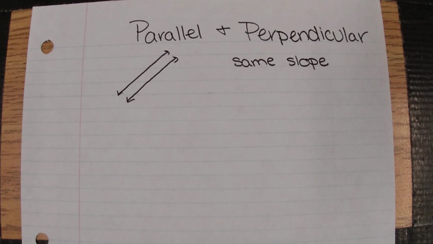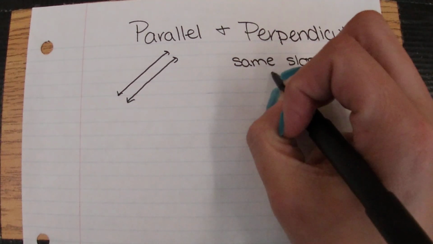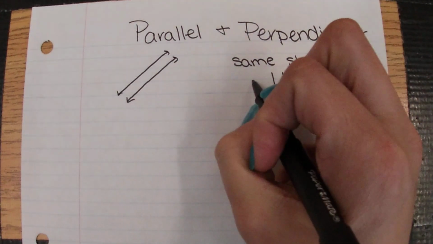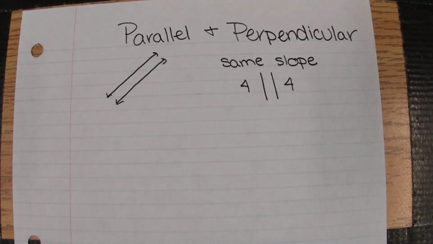Okay, so if I have a line that has a slope of 4, a line that is parallel to it will also have a slope of 4. And this sort of big old long 11 is how we represent parallel. Okay, so we would say 4 is parallel to 4. Right? A slope of 6 is parallel to a slope of 6.